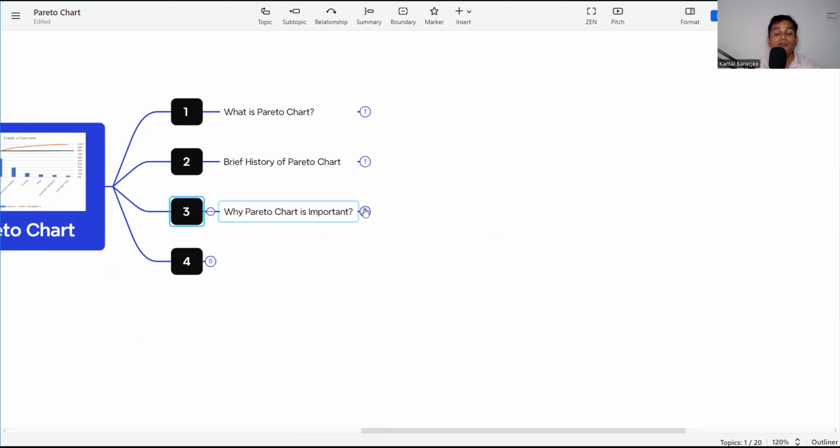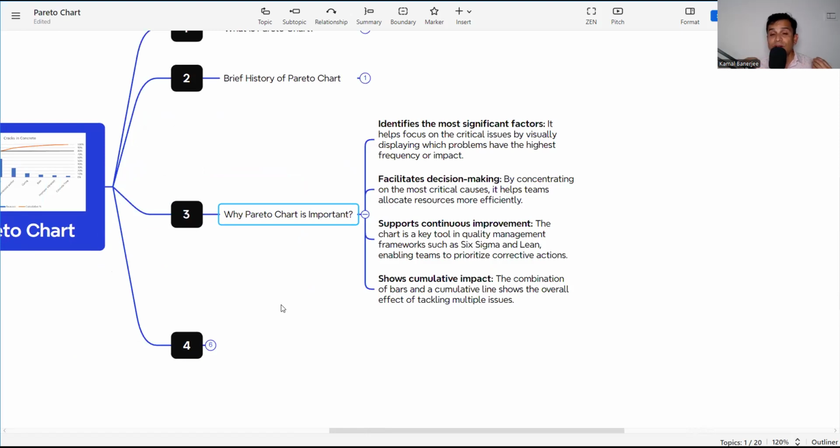Now, we need to know why the Pareto chart is important. Why do we need to understand the Pareto chart in quality management? Well, first, it identifies the most significant factors. It helps focus on the critical issues by visually displaying which problems have the highest frequency or impact. That I already discussed, for example what causes the cracks in the concrete. There are many possibilities, but when we prepare the data of this bar chart or Pareto chart, we may find that curing is the most significant issue, giving the maximum number of problems, or then the inexperienced worker. So the Pareto chart identifies the most significant factors.